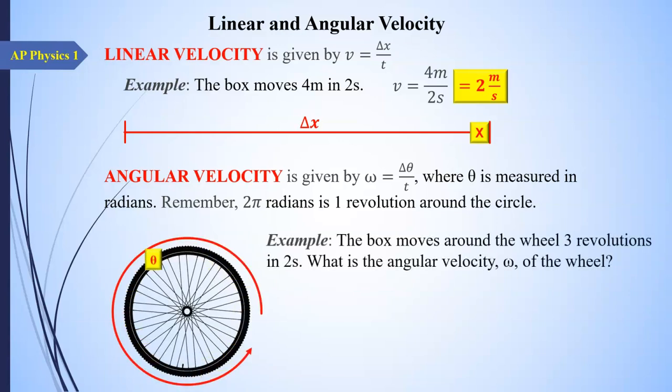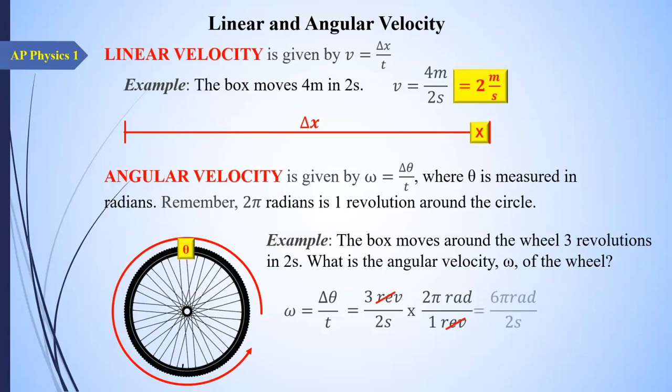So example, the box moves around this wheel 3 revolutions in 2 seconds. What is the angular velocity omega of the wheel? So omega is delta theta, change in theta over t, 3 revolutions in 2 seconds. Now you need to convert that into radians. So there's 2 pi radians for every 1 revolution. Revolution cancels, and you get 6 pi radians over 2 seconds, which is 3 pi radians per second. So that's 1.5 revolutions around the wheel in 1 second.